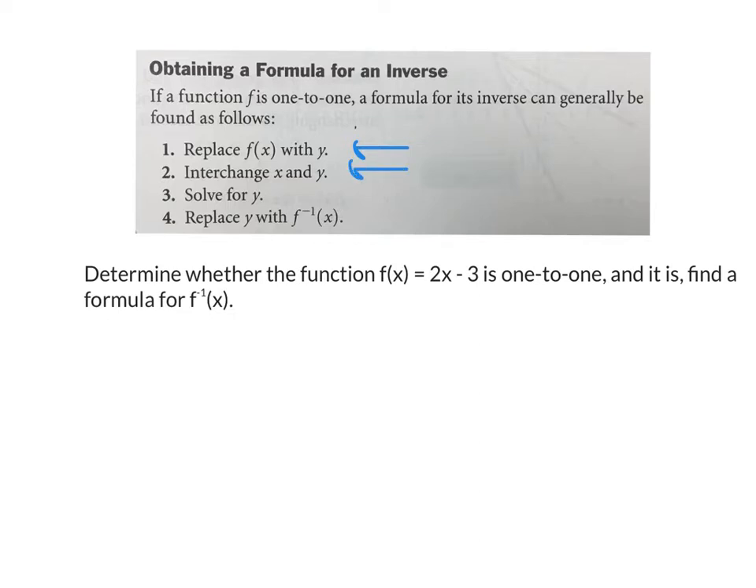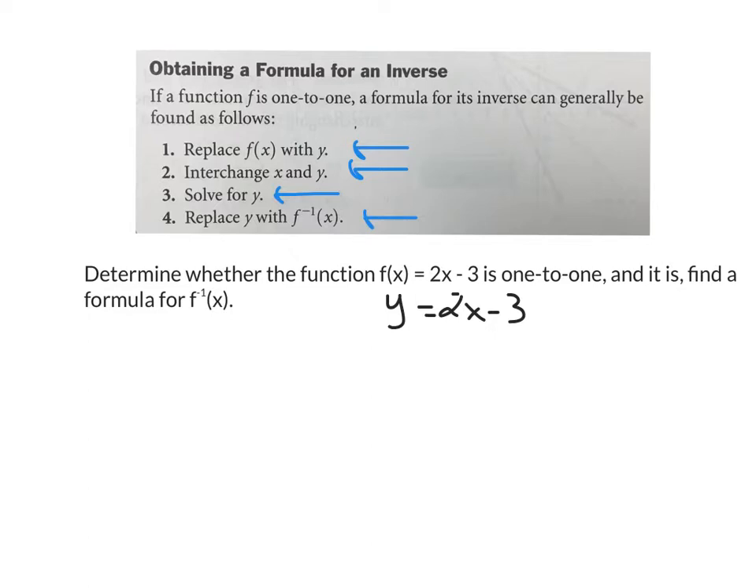We're going to interchange the x's and the y's. We're going to solve for y, and then we're going to take the y back out and put the f^-1 in its place. And I have an example down here. I'm just going to show you real quick. It's not hard at all. So here we go. First of all, replace f of x with y. So I'm going to put a y where the f of x was, equals 2x minus 3.